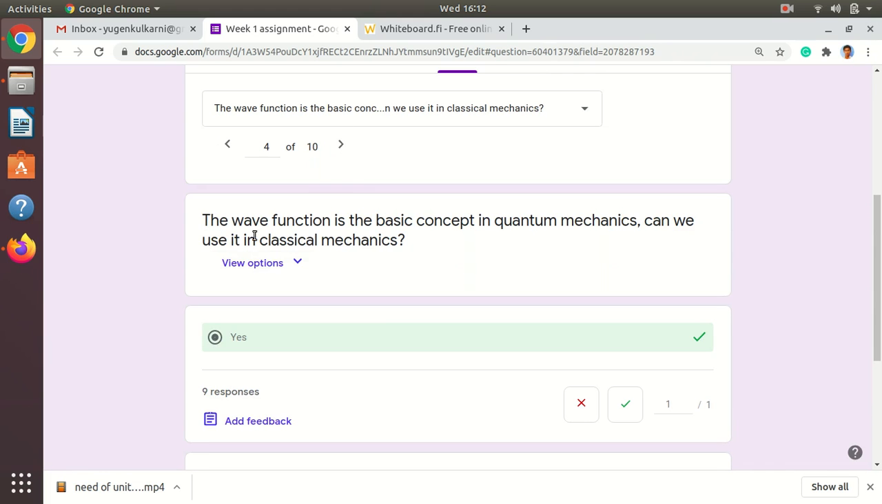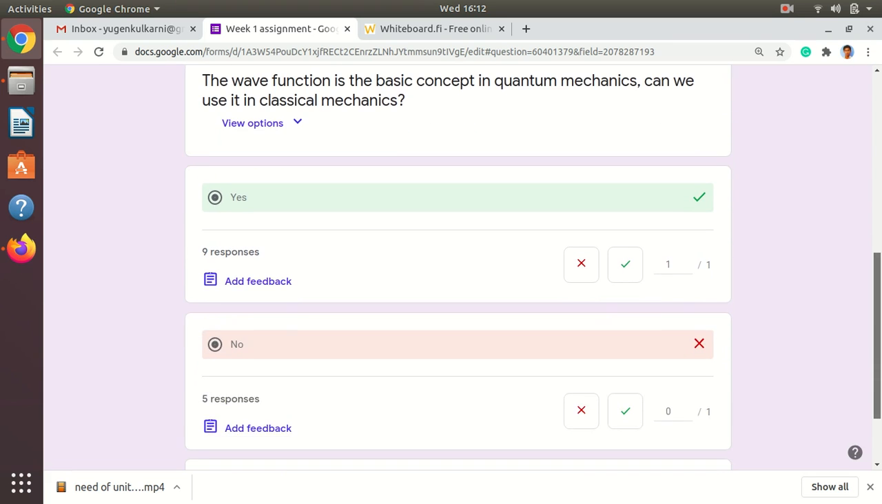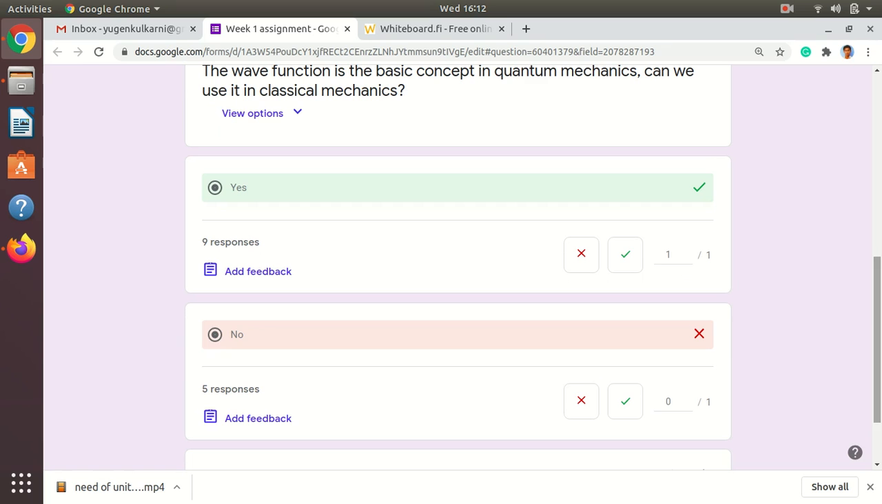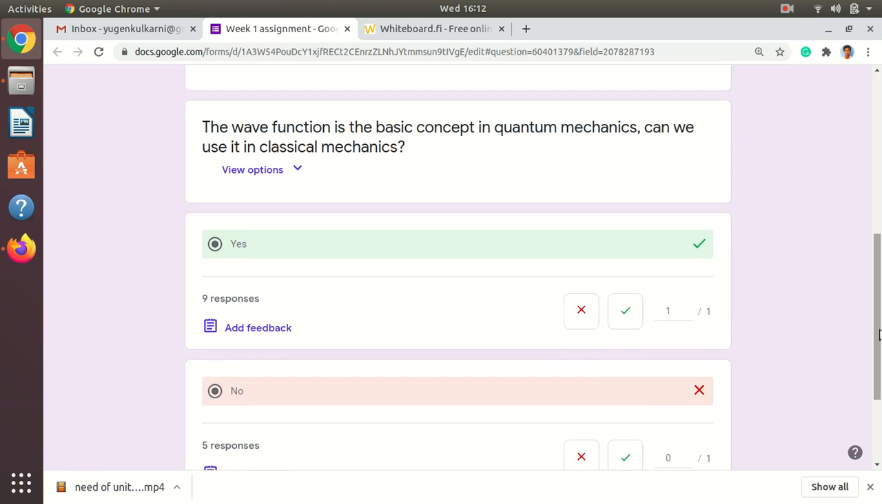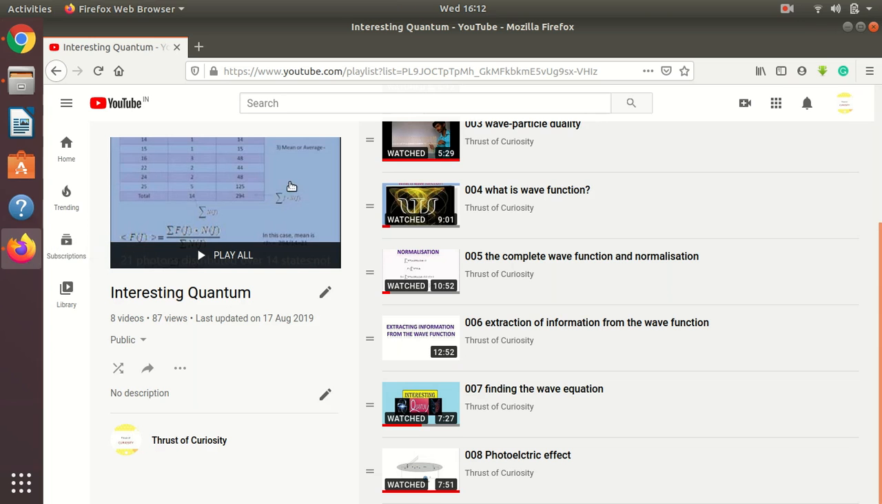Okay, the wave function is a basic concept in quantum mechanics. Can we use it in classical mechanics? In this question, almost 9 of you have answered yes, and 5 of you have answered no. So I feel we should discuss this in more detail, but I have already made a video on this concept.